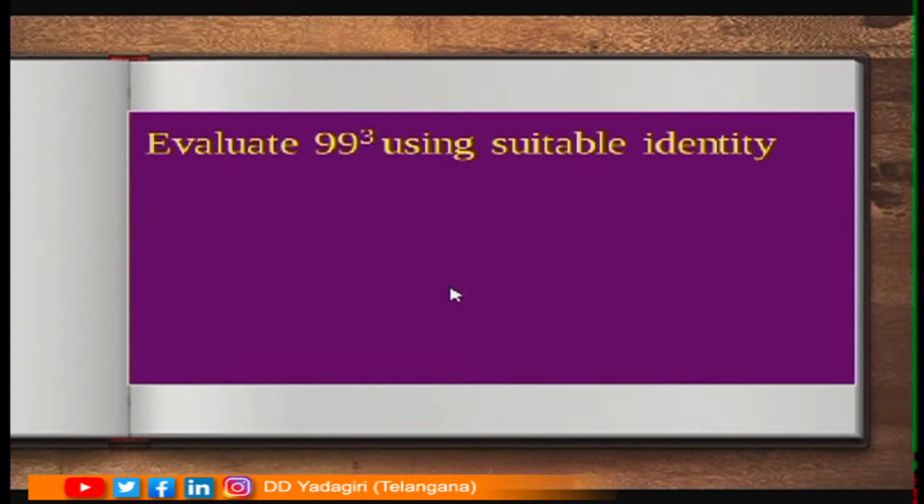So, let us take an example of finding the value of 99 whole cube using the identity. So, this 99 you can write as 100 minus 1. So, you just compare with the standard result. It is of the form (x minus y) whole cube.